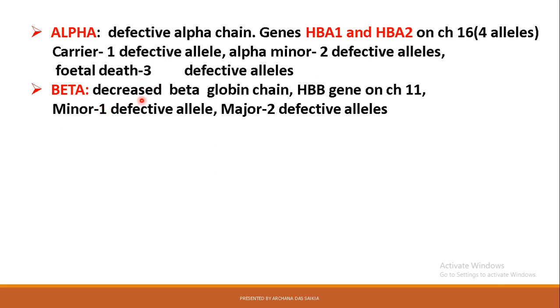Beta thalassemia: decreased beta globin chain. Why does it happen? Due to defective HBB, that means the hemoglobin beta gene on chromosome number 11. If 1 is defective, we will call it minor. If both of them are defective, then we will call it major.